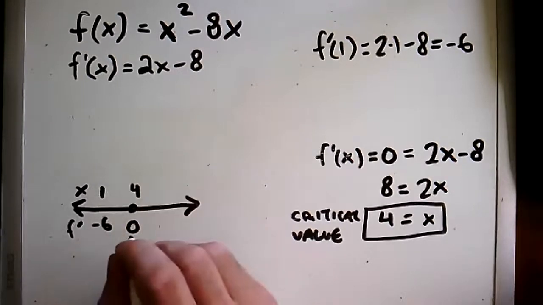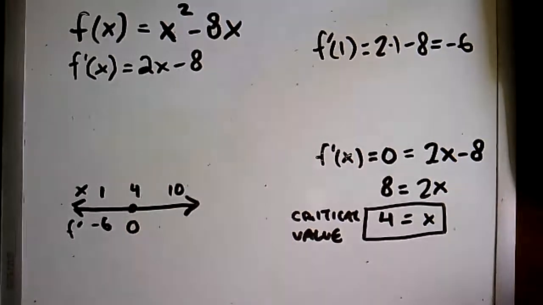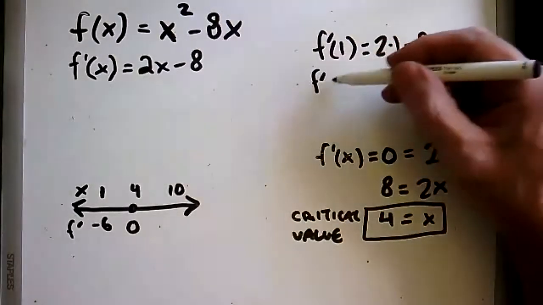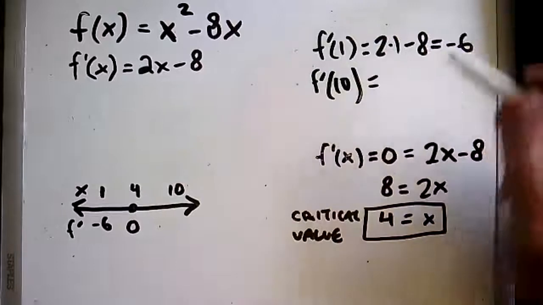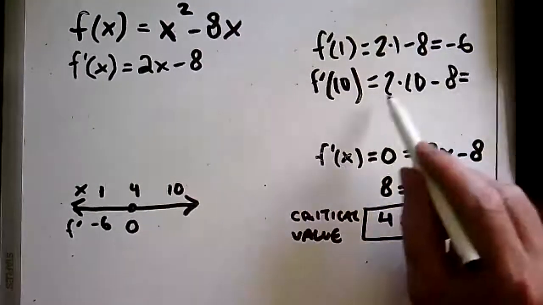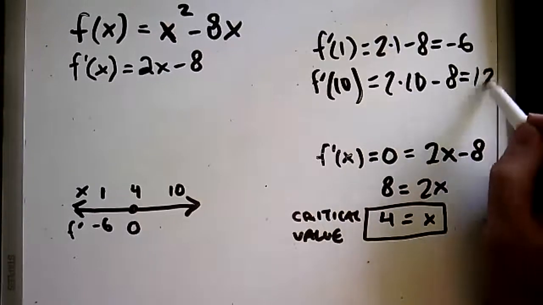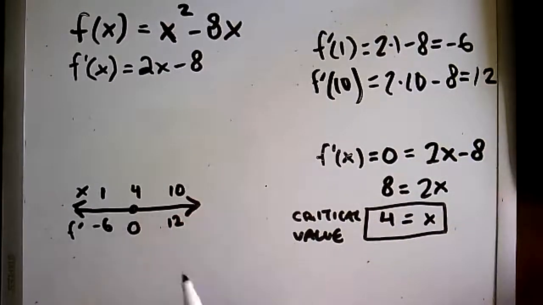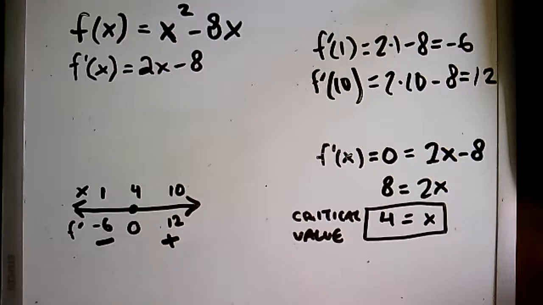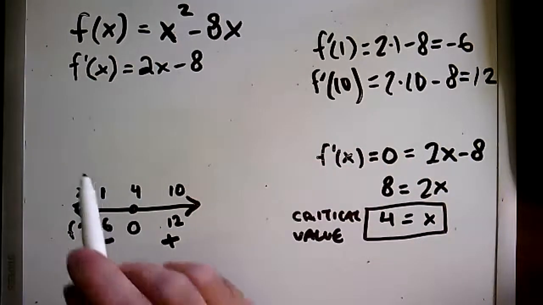All right, well, let me test another value. Let me test 10 maybe. I can test whatever I want as long as it's bigger than 4. Well, what's f prime of 10? F prime of 10 is 2 times 10 minus 8. So it's 20 minus 8, which is 12. Okay, and importantly, this is a negative number, and this is a positive number. We know that if f prime is negative, then f is decreasing, and if f prime is positive, then f is increasing.